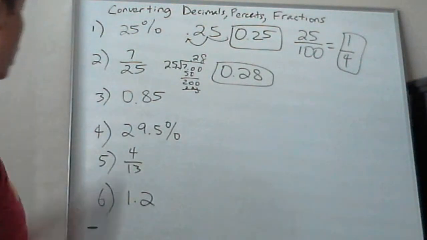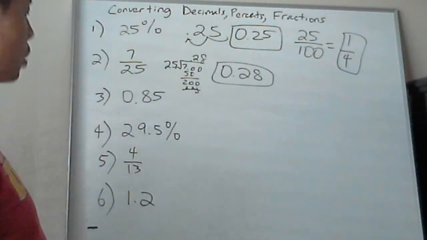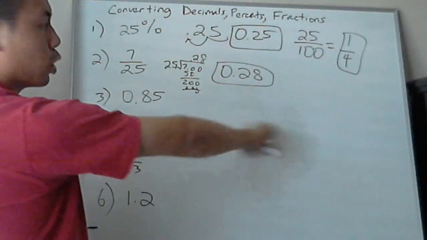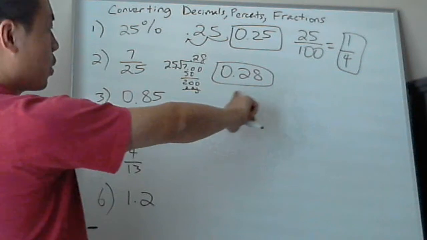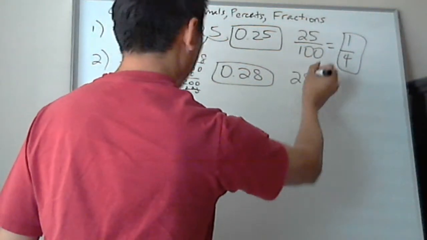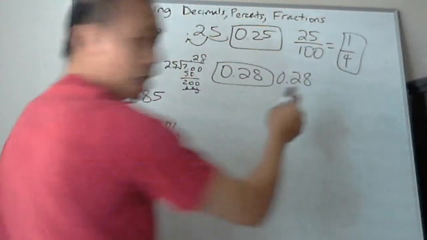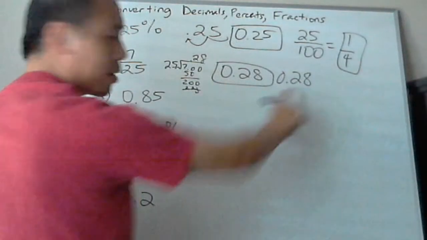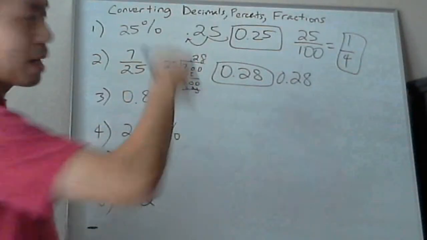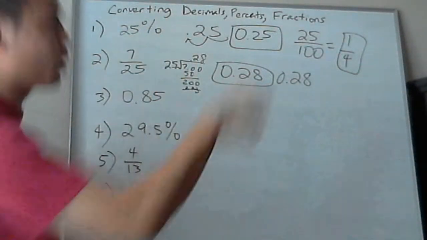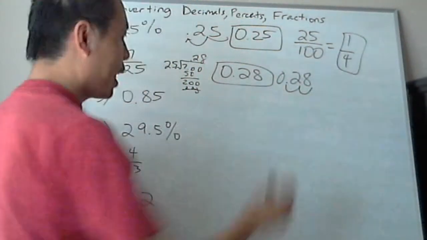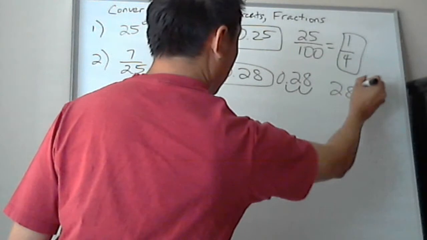Now we have to change it to a percent. How do we change it to a percent? The easiest way is to change from the decimal. So 28 hundredths to a percent: you move 2 spaces to the right from the decimal. Remember, when you change from percent to decimal, you move 2 spaces to the left. Now you move 2 spaces to the right. It's kind of like a backward thing. So you move 2 spaces to the right, and then you get 28%.